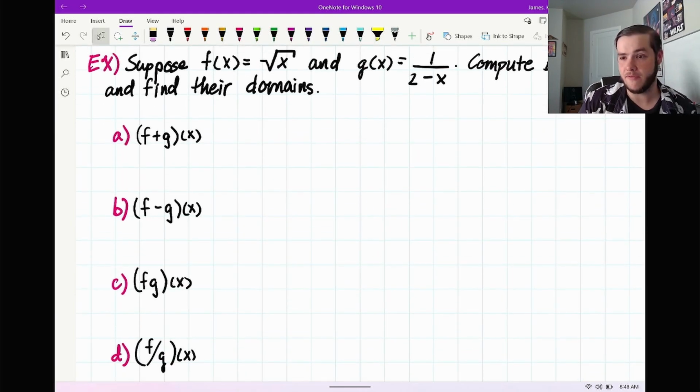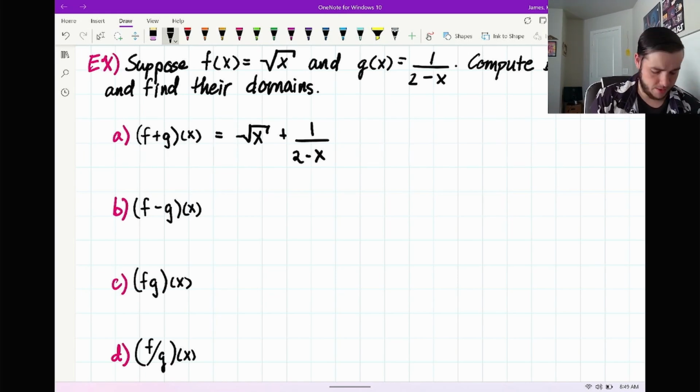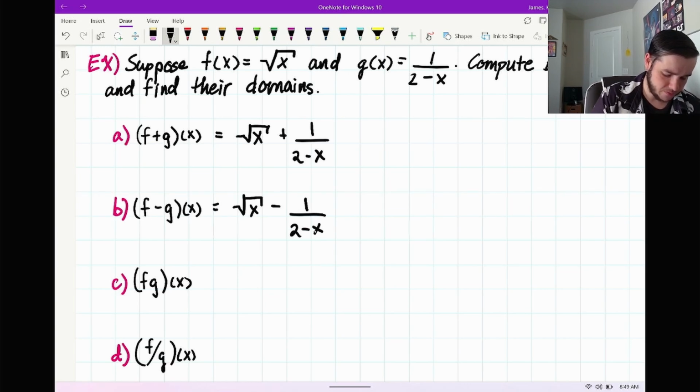Let's suppose f of x is the square root of x, and g of x is 1 over 2 minus x. Let's compute each of the following and then find their domains. For f plus g, for this problem, we literally just add them together: the square root of x plus 1 over 2 minus x. In part b, we just subtract the two: square root of x minus 1 over 2 minus x.